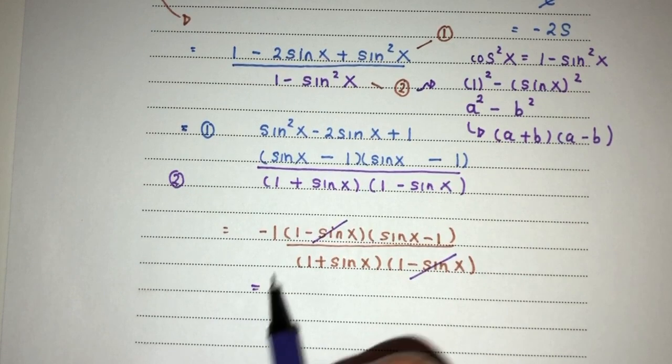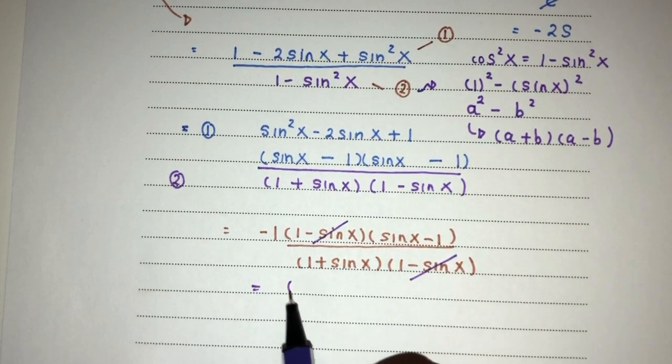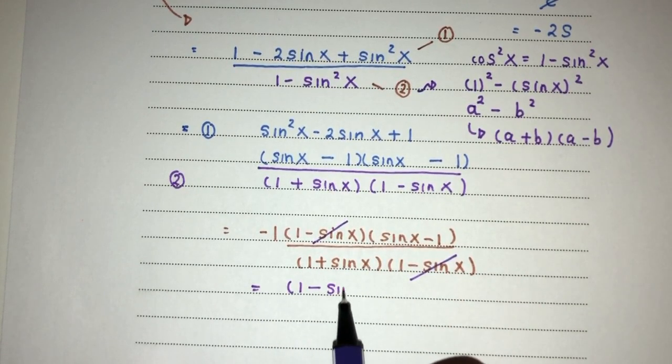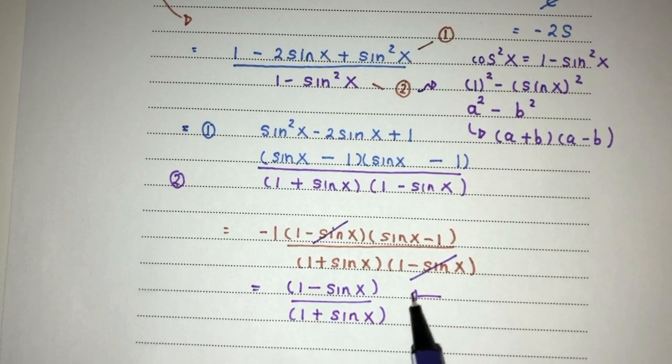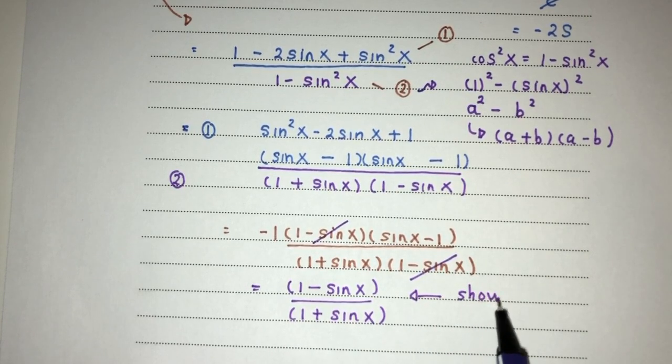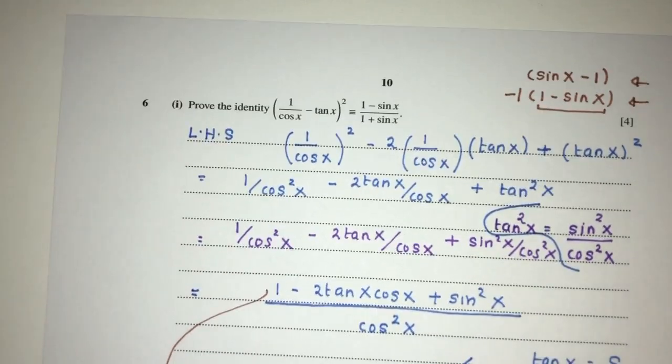And finally, we can bring this value inside. You will have 1 minus sine x over 1 plus sine x. And this is shown, as required for question part 1 right here.